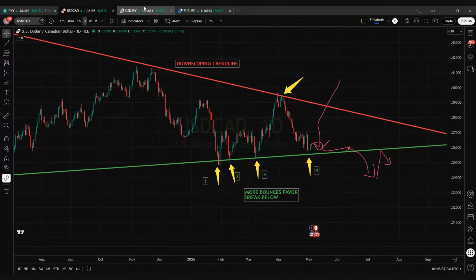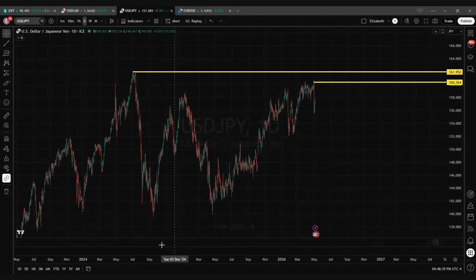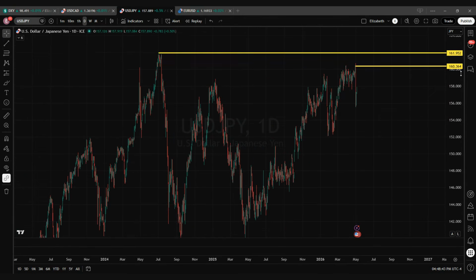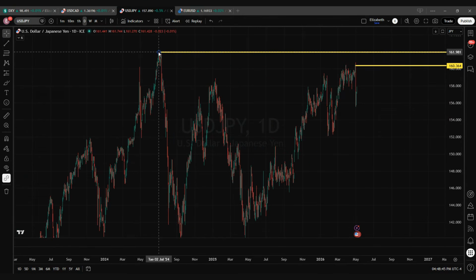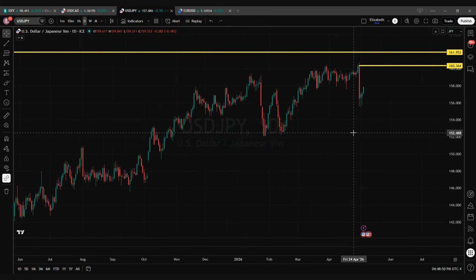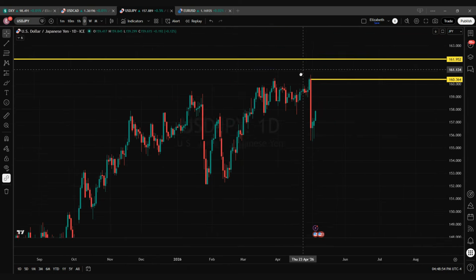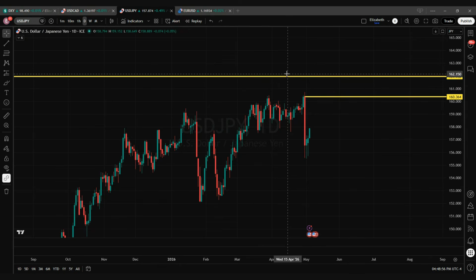Let's look at the USD yen though. Another interesting chart, the USD yen. Wow, pivot highs just recently, not all-time highs, but pivot highs up at 161.952. That happened on July 2nd of 2024. It's not quite there yet, but I do like that area for a level of resistance.